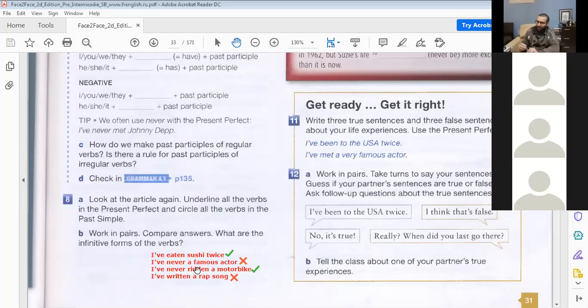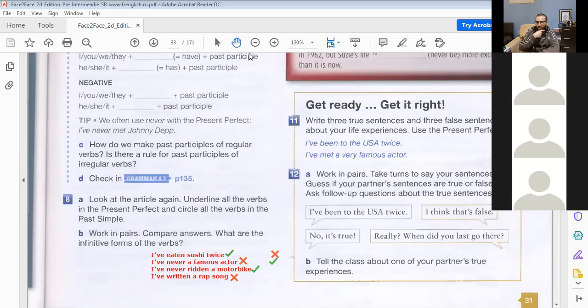So, Samiha, you've never eaten sushi. Yes. Okay, so the first one is false. And what about the second one? Yes, I have met a famous actor. You have? Which actor? Who? Arabic actor. Sulaiman. Is he Egyptian? No, Syrian. Okay.